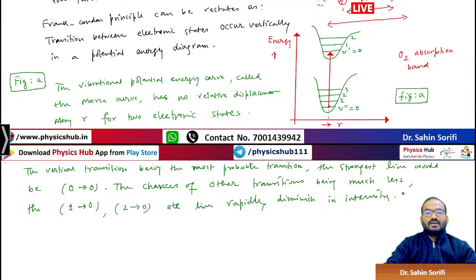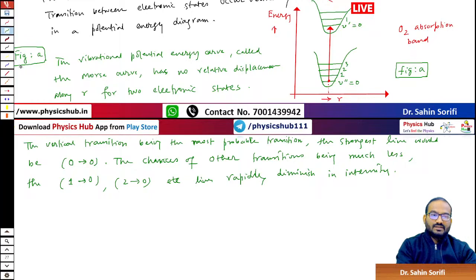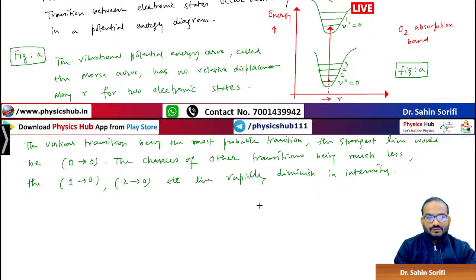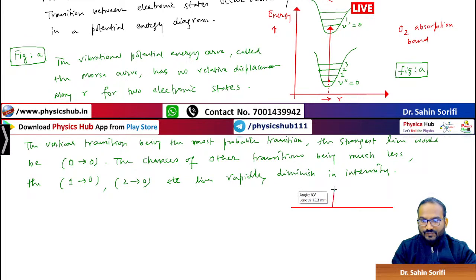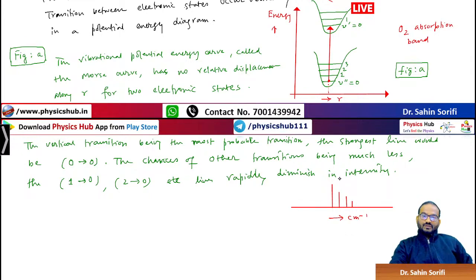If I just represent what we have just explained in a figure, it would look like this. This is the strongest line for the 0-0 transition, and as you go for other transitions, this diminishes appreciably. So it is like 0-0, 0-1, 0-2, 0-3, and so on. Is it clear?